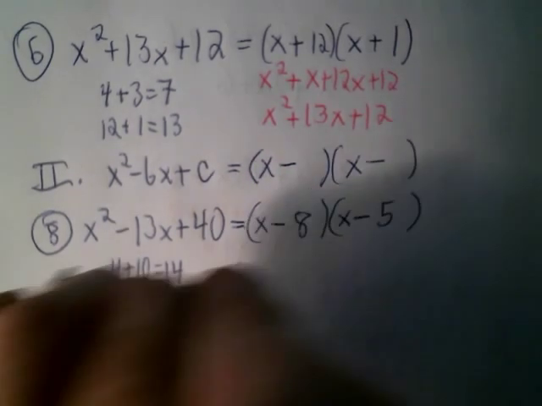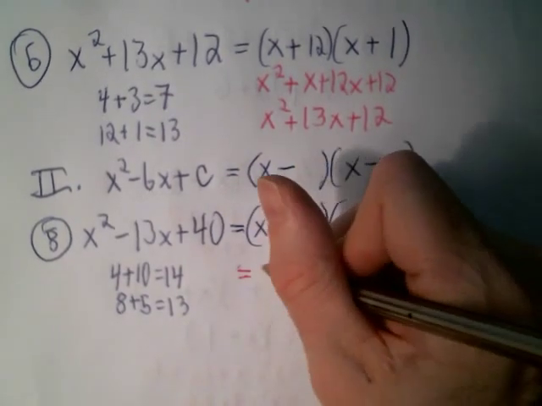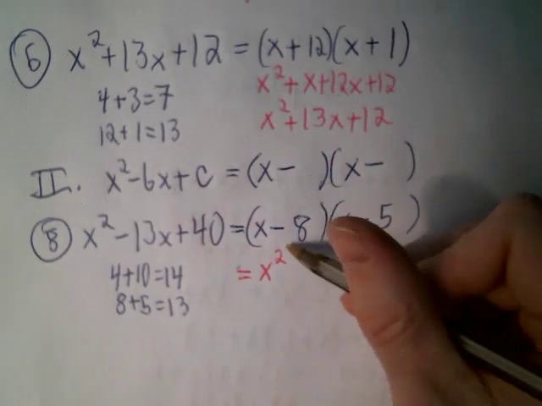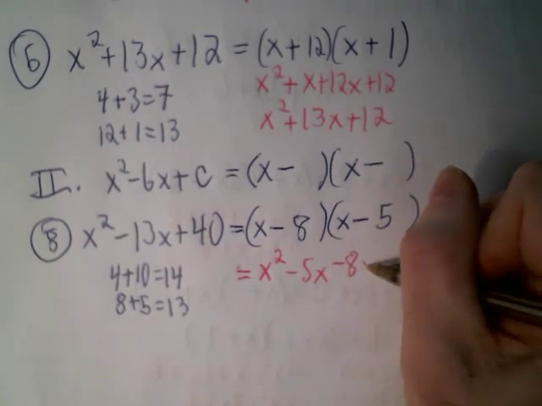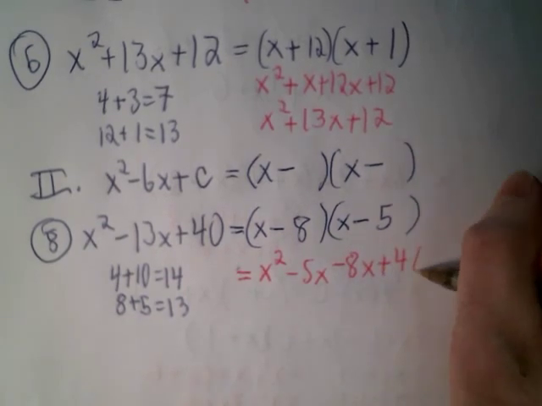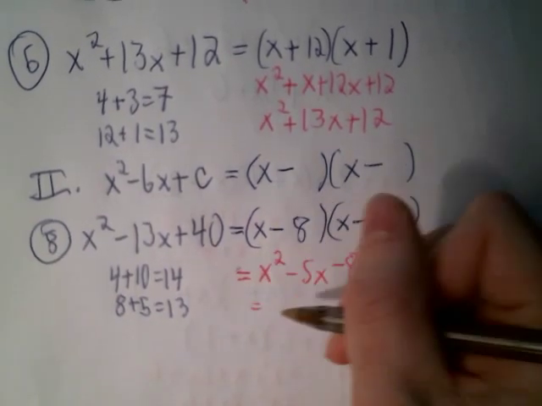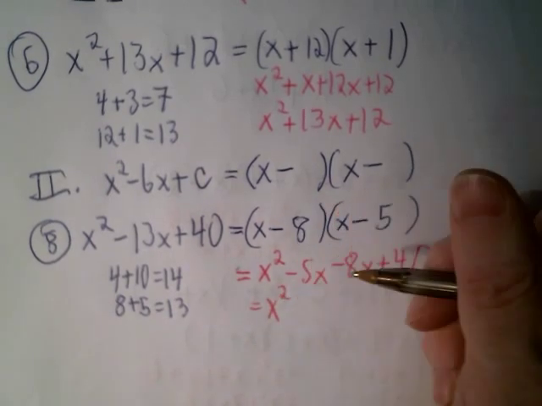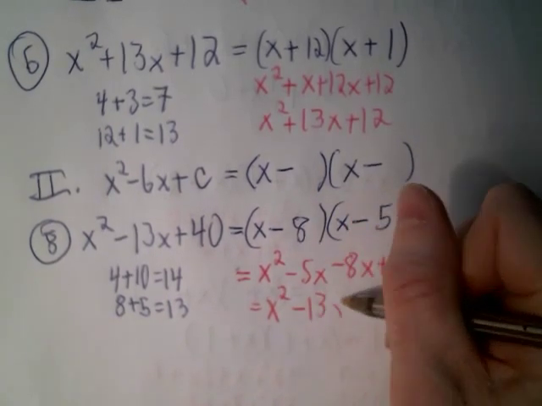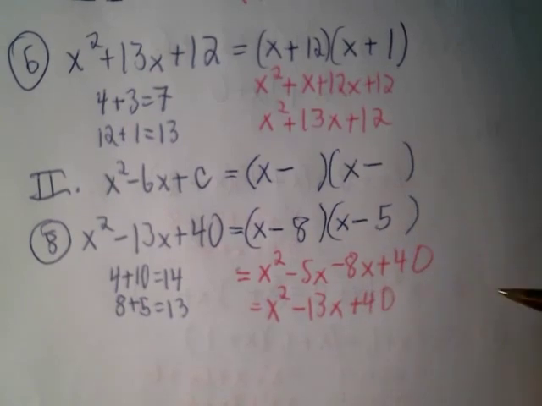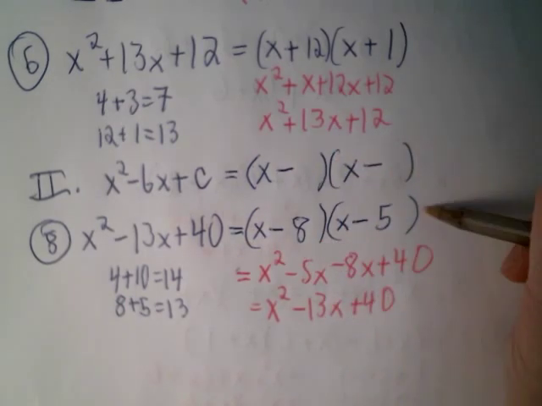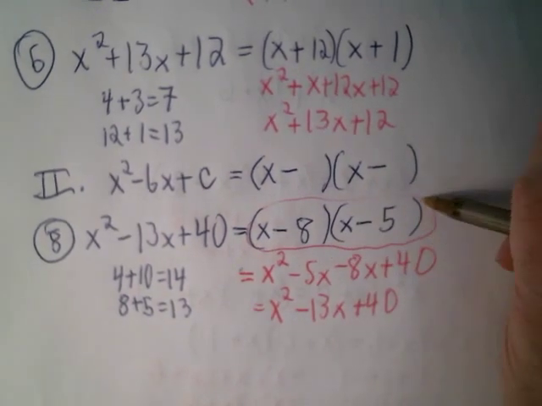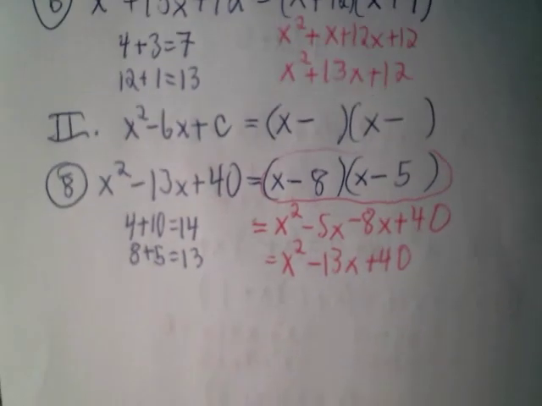So I'll go ahead and FOIL that in my mind. And I have first is x squared, the outer minus 5x, the inner minus 8x, and the last 40. And then if I add them together, I get x squared minus 13x plus 40, and that works then. Okay, so our answer, so to speak, our factored form is actually just this thing right here. This would be our answer. This is just check work.